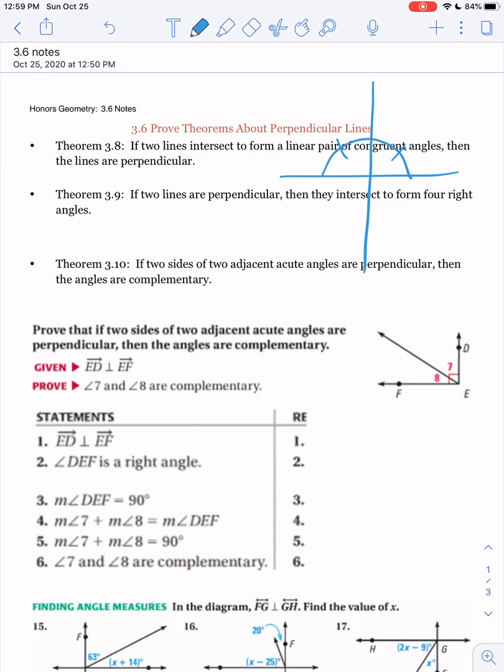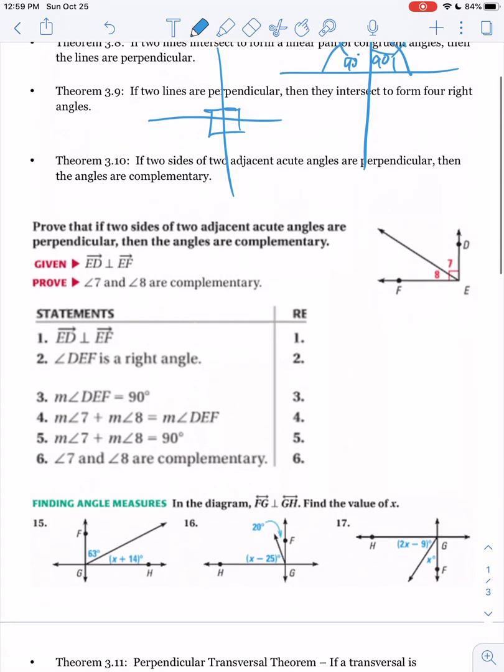So we know a linear pair of angles has to add up to 180 degrees. And if they're also congruent, we know that each of those would have to be 90, therefore the lines are perpendicular. Second one says if two lines are perpendicular, then they intersect to form right angles. So if you're given that lines are perpendicular, you can assume that all four of those angles are going to be right angles or 90 degrees.